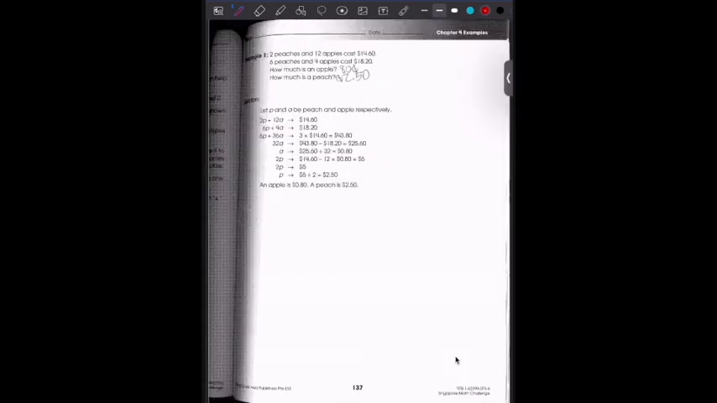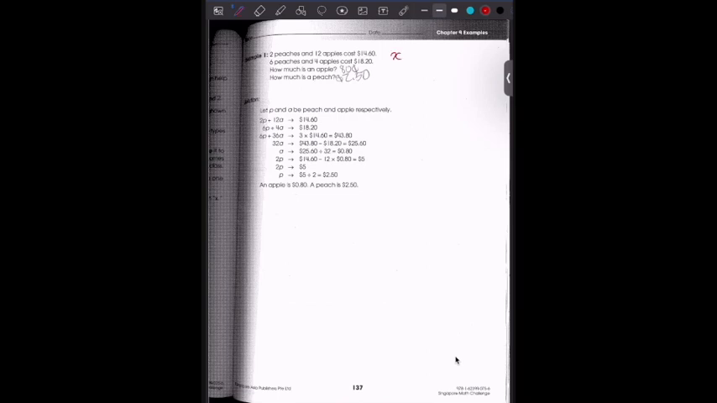So now we're going to look at example 1. In example 1, 2 peaches and 12 apples cost $14.60. 6 peaches and 4 apples cost $18.20. So we want to know the price of an apple and the price of a peach. So now we have two unknowns and two equations here. So the unknowns are going to be peaches and apples.